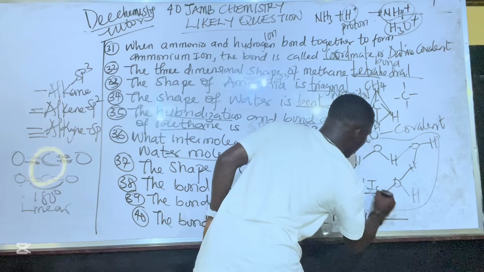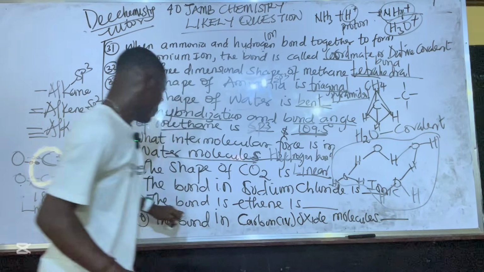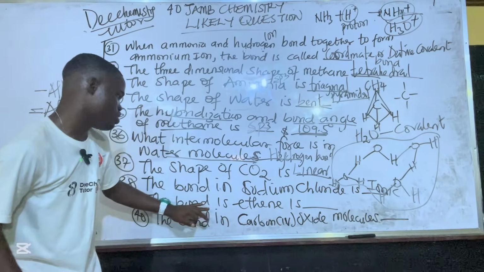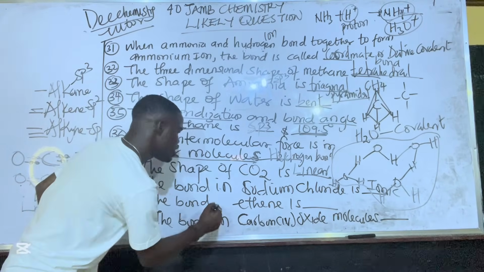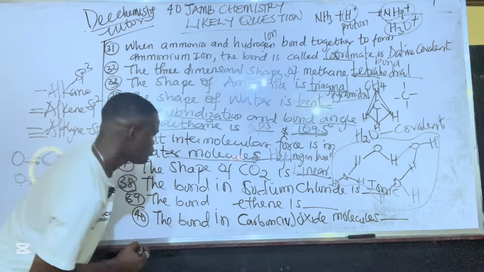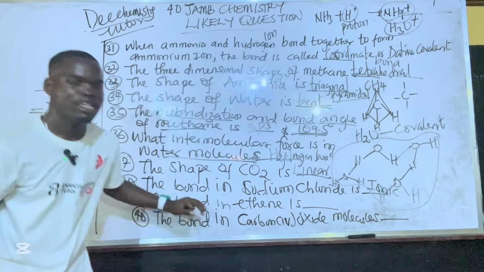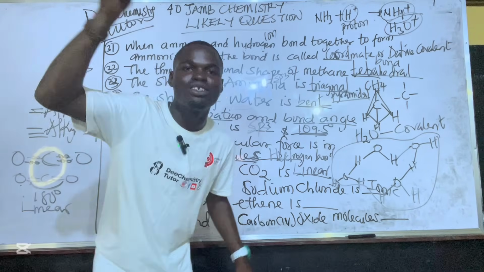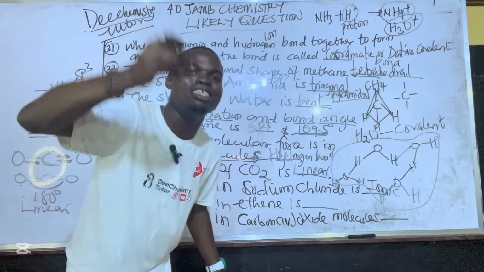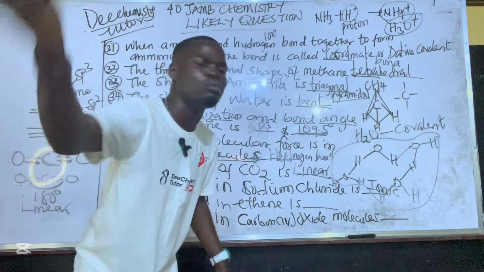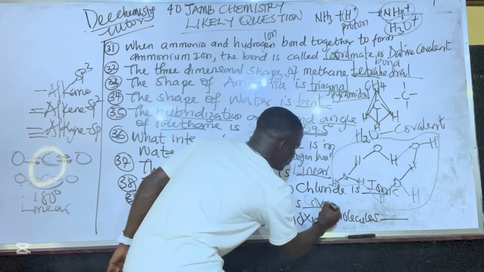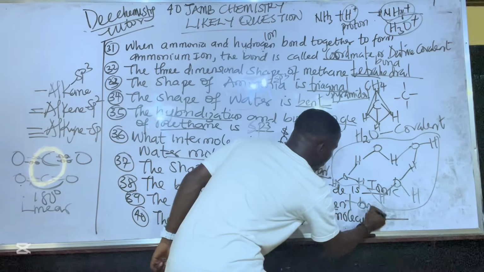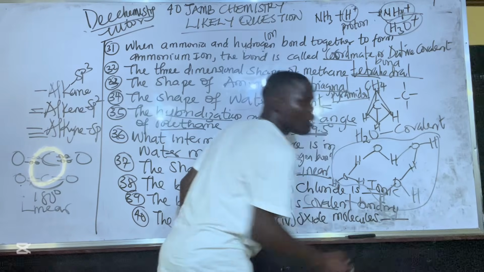Ionic bond. Now, the bond of ethene, okay. The bond in ethene is dash. Please take note. All organic compounds, the chemical bonding in them is what? Is covalent bonding. Covalent bonding. I already made a video on chemical bonding.